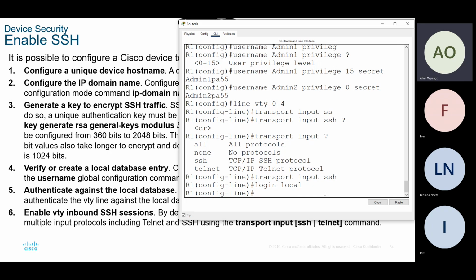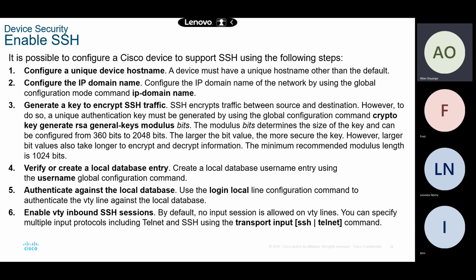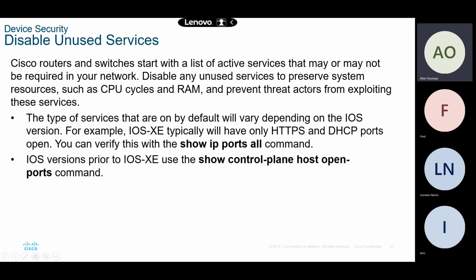Those are very, very important information that we have there. And that's it for configuring SSH. Let the domain name be there. Generate the keys. Create the database. And then authenticate using line VTY to enable users to get in. And that's it. We're going to do another example where you shall be able to see that eventually happen.